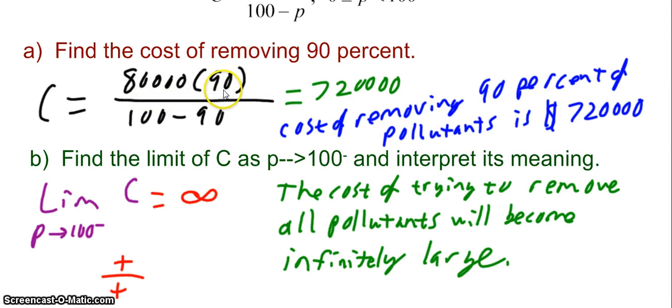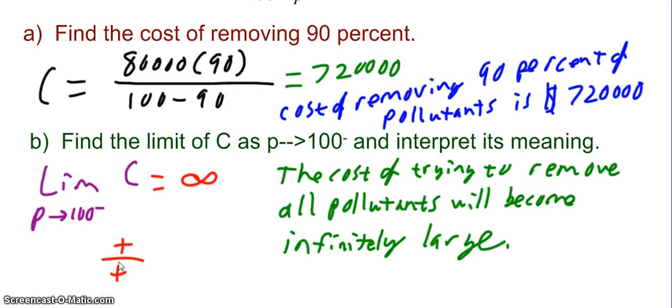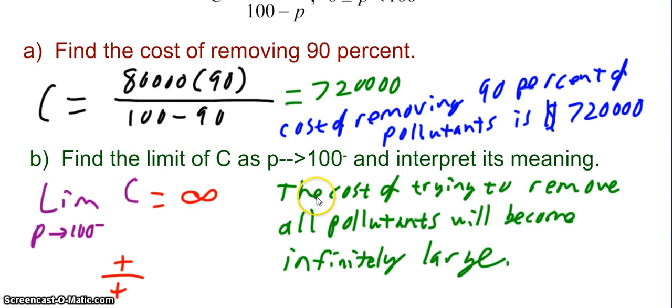Alright, hopefully the first one is pretty straightforward. You just plug in 90. So 80,000 times 90 over 100 minus 90, and we get 720,000. So the cost of removing 90% of pollutants is $720,000. So then what about the limit? The limit as P goes to 100 from the left of the function C. Well, I know that at 100 is a vertical asymptote, so I did plug in something a little bit to the left, and I get positive divided by positive. That means I'm going to infinity. So the cost of trying to remove all pollutants will become infinitely large. That's going to be the interpretation in the context of the problem. That's pretty gloomy.